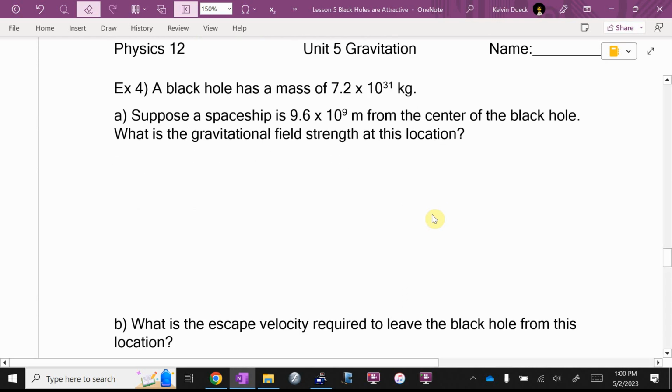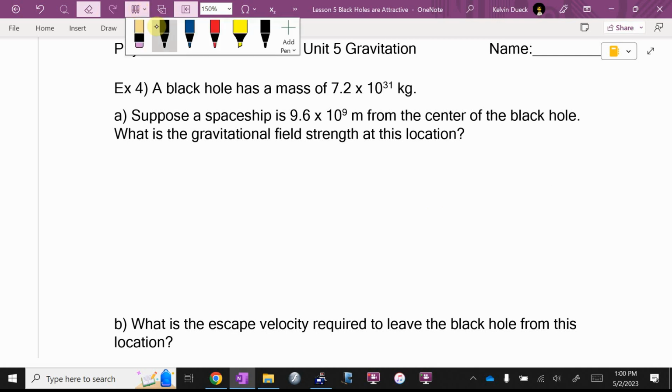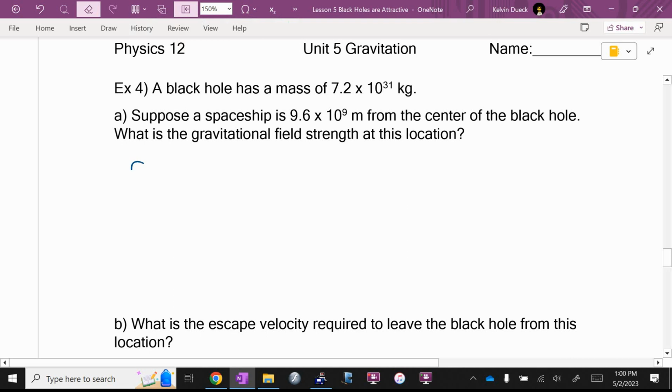Black hole has a mass of that. Suppose a spaceship is 9 point blah, blah, blah. What's the gravitational field strength? You know what? We just did this. What was gravitational field strength, Eliana? Not force. What was our symbol for gravitational field strength? What letter did we use? Little g, and it was, as I wrote it on your formula sheet, that, which really just means take the gravitational force equation and cancel out little m.